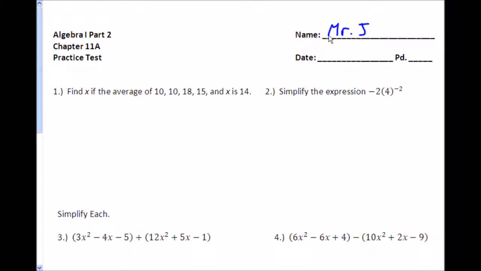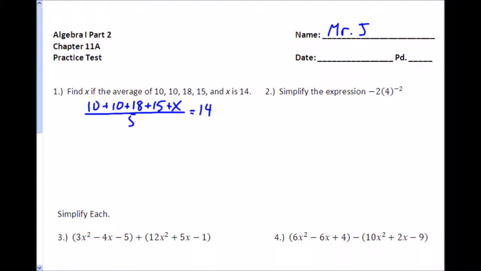If we look at this first one, it's asking us to find the value of x. Given all these values plus x has an average of 14, what does this x value have to be? So again, we would set it up this way. We'd do 10 plus 10 plus 18 plus 15 plus x. Those are our values, and to find the average, I add all those together and I divide by how many I have, which is 5. And we want to know what's going to make that equal 14.